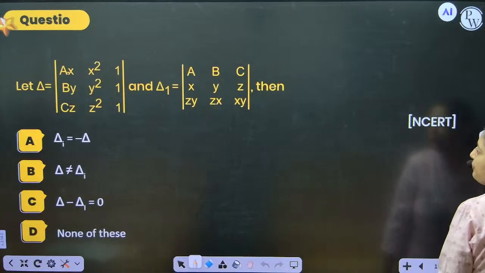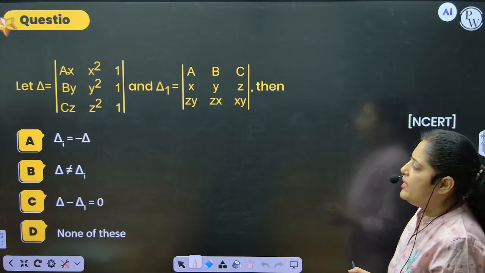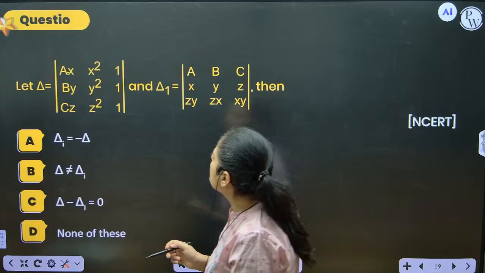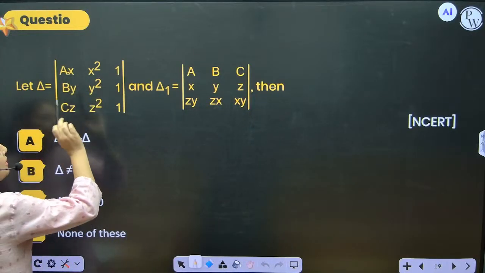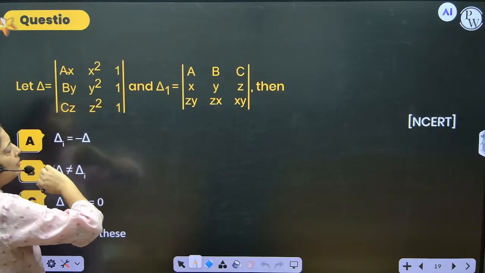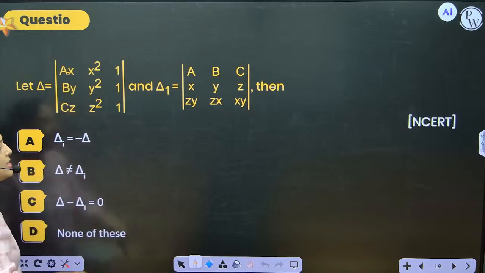Next question is nothing but what? Delta is ax, x square and 1; by, y square and 1; cz, z square and 1. Alright. If we take something common, then also nothing will happen.